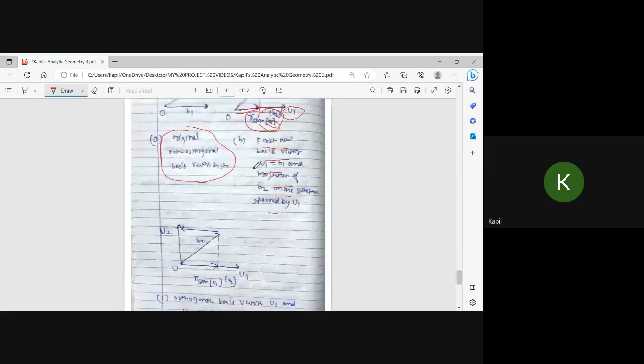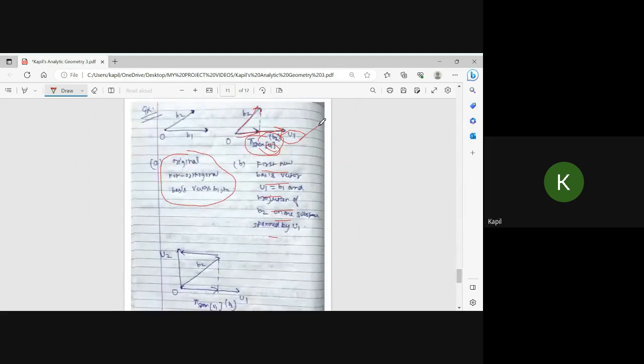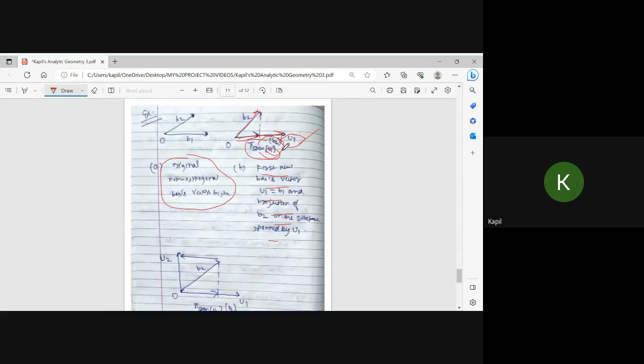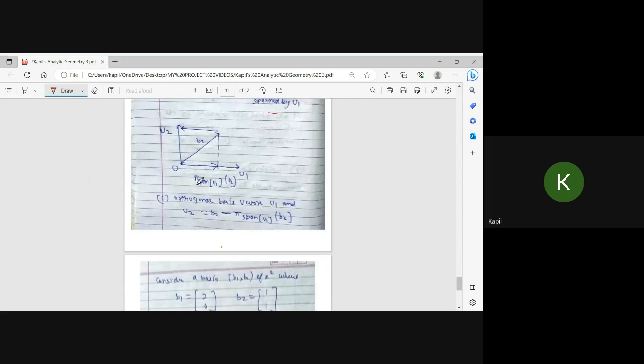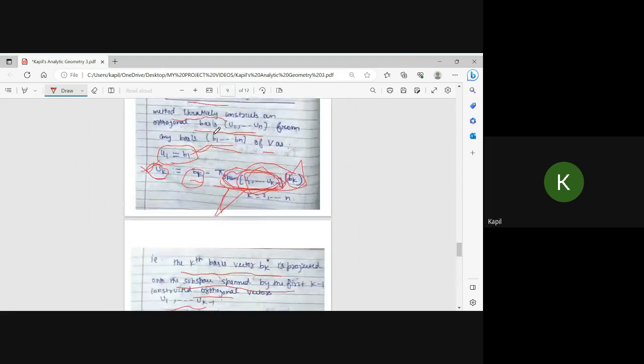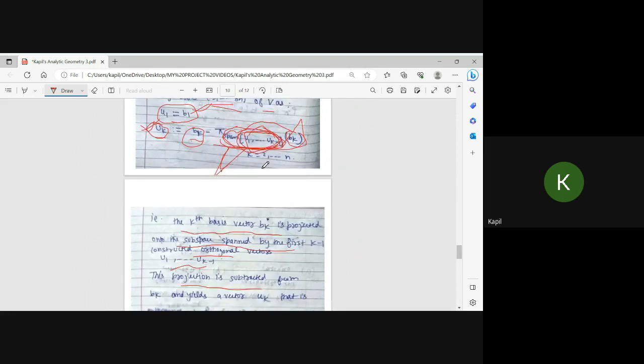Now we have generated the first orthogonal vector u1. After this I want to generate the second orthogonal vector u2. So this is u1 and this is u2. How can we generate u2? We can put k equal to 2 in this equation. We get u2 as b2 minus the projection of b2 on the span of u1.